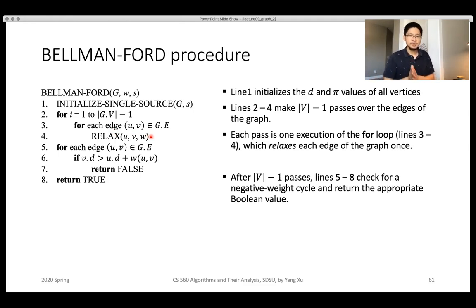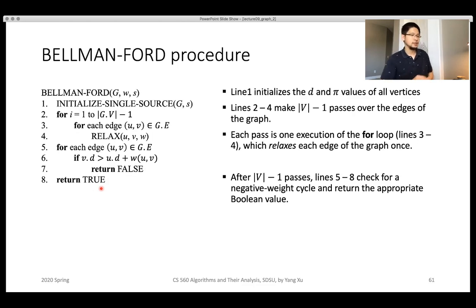After that is done, we go to line 5 to line 7, where we use another for loop to check whether there is a negative weight cycle. If for any edge we find that the d attribute of v is greater than the d attribute of u plus the weight of the edge from u to v, then we return false, which indicates that we cannot find a solution because there is a negative weight cycle. Otherwise, we return true, which means the algorithm works.